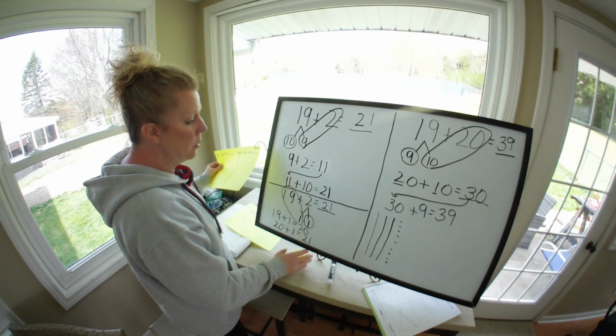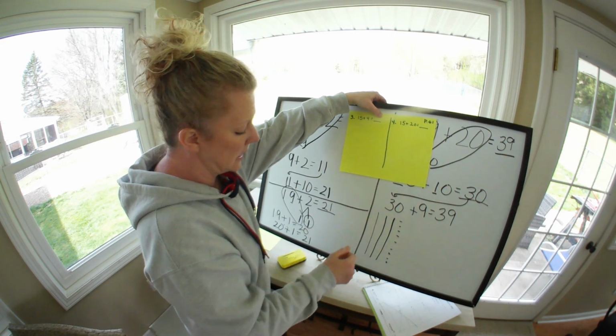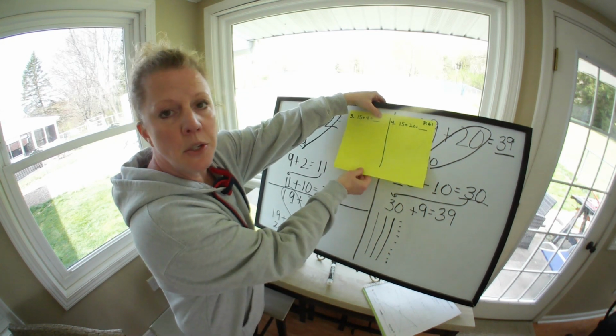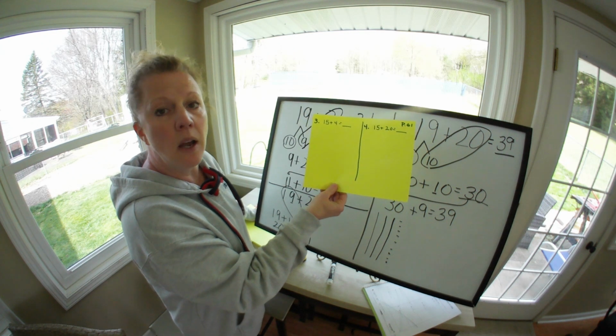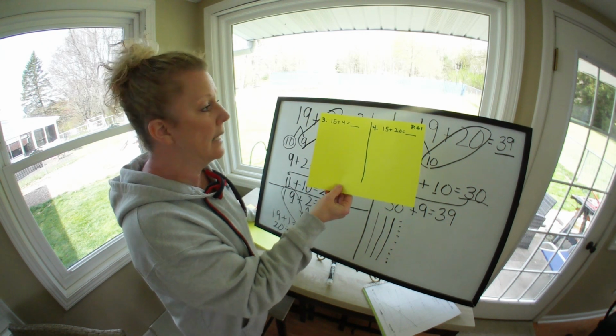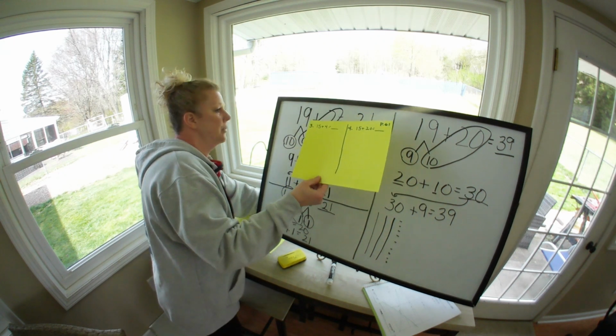So on 61, what I'd like to do is go over problem number 3 and 4 with you. And I thought we would do 3 and 4 because it's easier for you to see adding a 1-digit number and then adding a 2-digit number. So that's what we're going to do. So let's take a look.